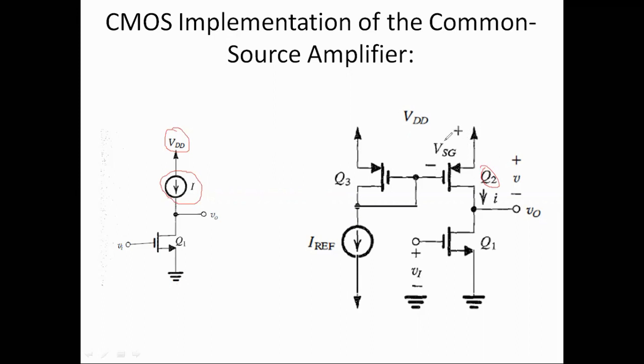So the potential from source to gate is called VSG. Why is it called VSG? The source potential is higher, the gate potential is lower. Now, in order to supply the source to gate voltage for Q2, I have to connect one constant current source. In order to make it a constant current source, that MOSFET is supposed to be working in saturation.